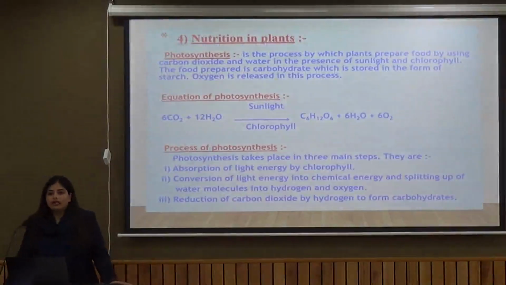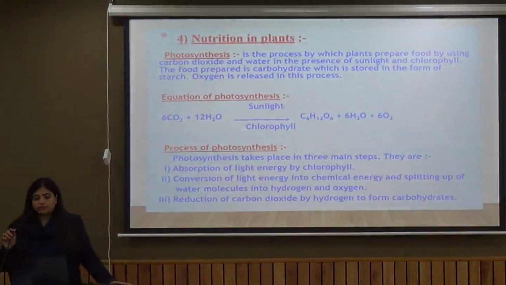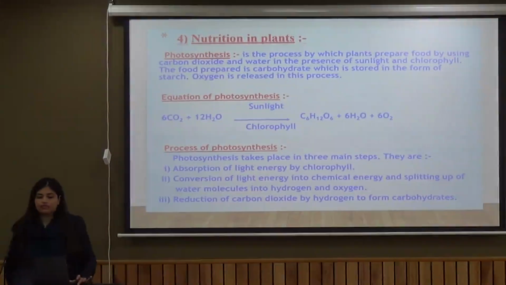Okay, now let's start with autotrophic nutrition. So if you remember the process of photosynthesis in plants, let's quickly do a recap of photosynthesis. So what are the raw materials required for photosynthesis? So there are 5. So we have water, we have carbon dioxide, we have chlorophyll, we have minerals, and we have sunlight. So by utilizing these raw materials, green plants prepare their own food.